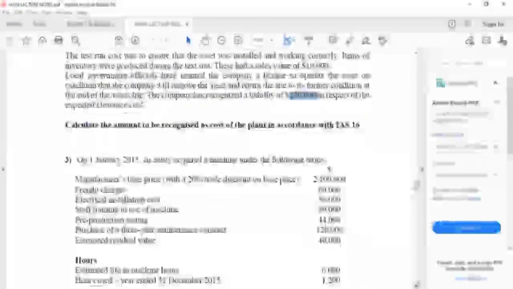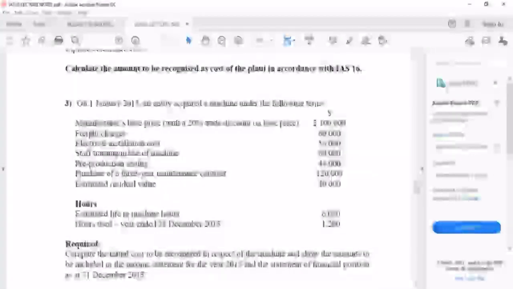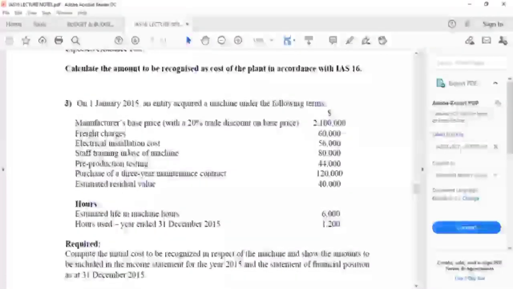Let's look at tutorial questions. Do you have any question before we move on? Let's look at tutorial question three. Okay, who is reading for us?